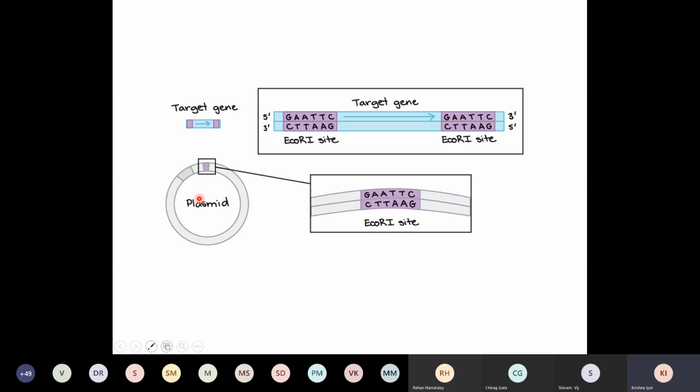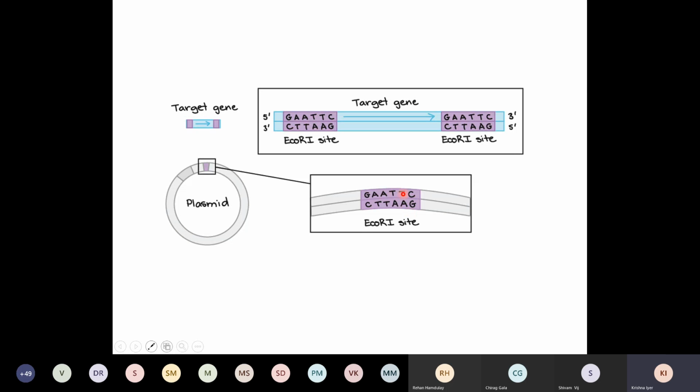Now, let us presume that I have a plasmid which also has one site which is palindromic, but which has the same sequence as this one. If I were to take this plasmid now and cut it with EcoR1, what will happen? It will cut it here and it will cut it here.